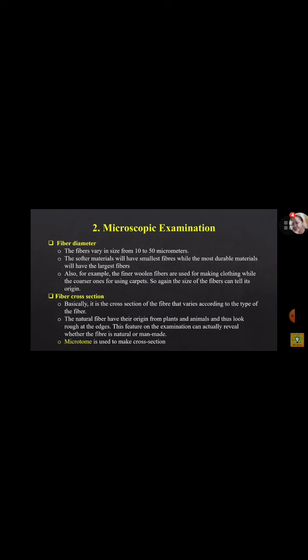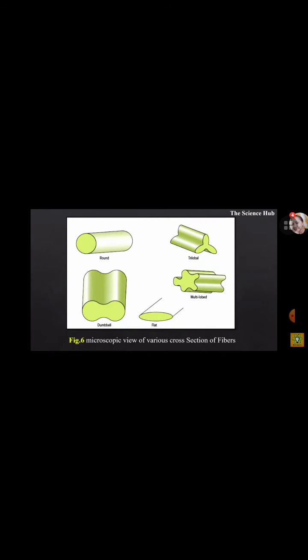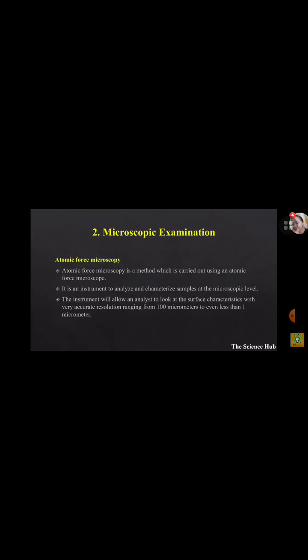Then, fiber cross section. Basically, it is the cross section of the fiber that varies according to the type of the fiber. The natural fibers have their origin from plants and animals and thus look rough at the edges. This feature on examination can actually reveal whether the fiber is natural or man-made. Here, a microtome is used to make the cross-section. Here we can see the microscopic view of various cross-sections of fibers, that is round, trilobal, dumbbell shape, flat and multi-lobed.